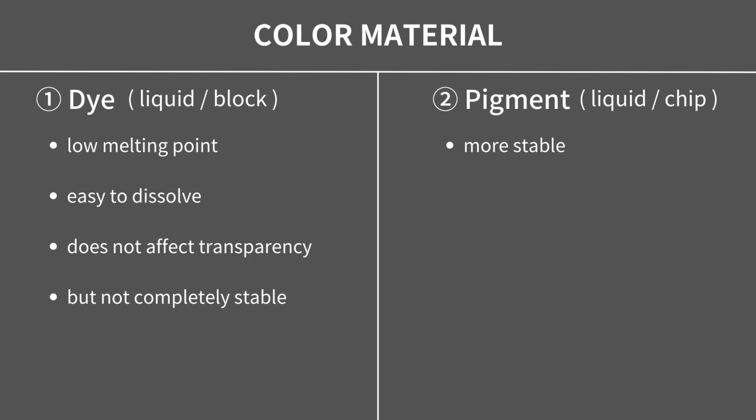Pigments are generally solid or in chips, but liquid pigments are now available on the market. They're more stable and are resistant to ultraviolet light, but they make the wax opaque, so using pigments in gel wax and paraffin wax will make the transparency of the wax disappear.